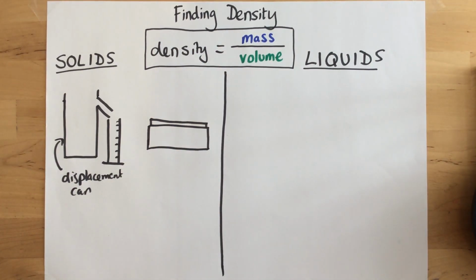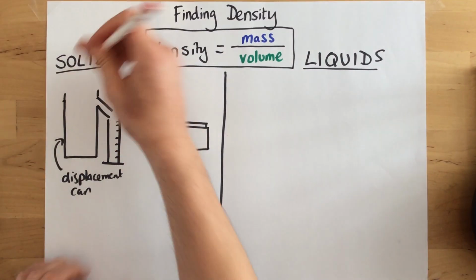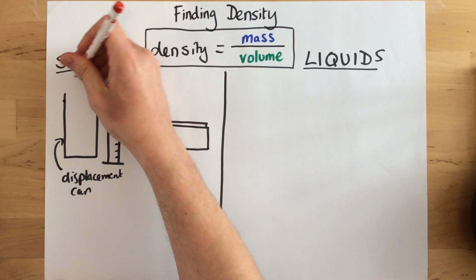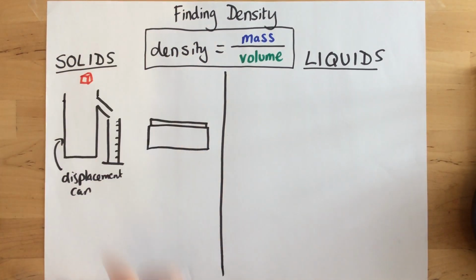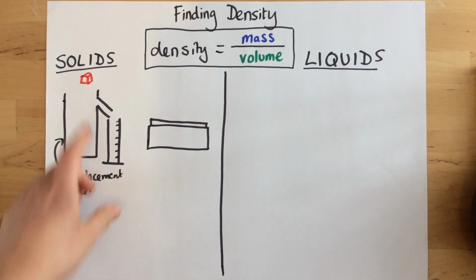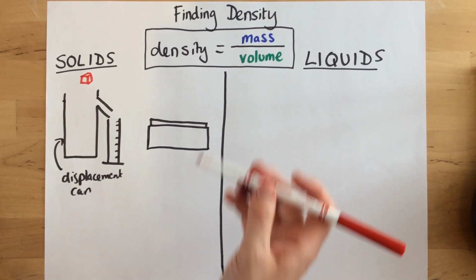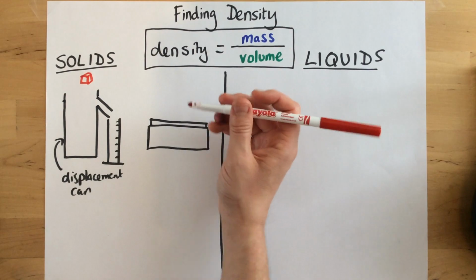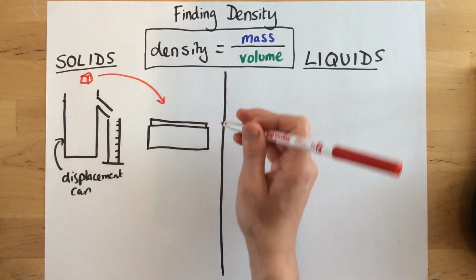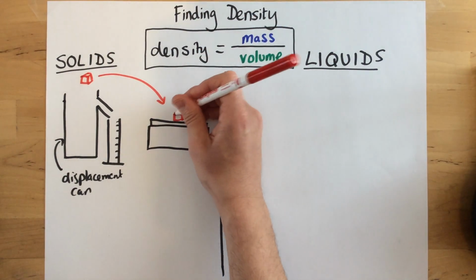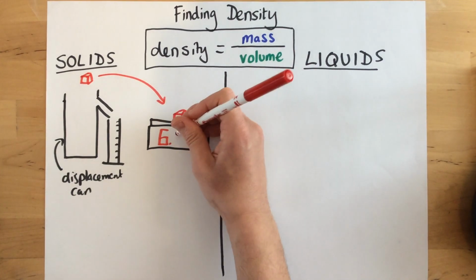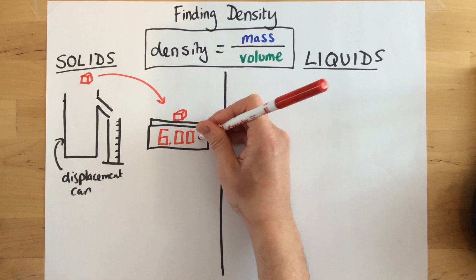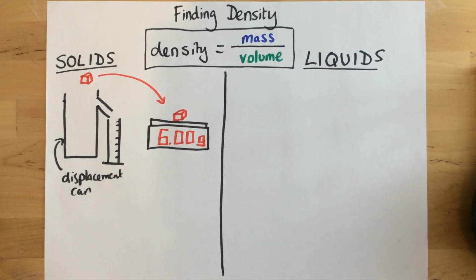Okay? So let's imagine that I was trying to find the density of this particular little plastic cube. So I want to find out how dense this cube is. The first thing I need to do is measure the mass of the cube. So I put it on my electronic balance. And let's imagine that this cube is 6.00 grams. So it's 6 grams.